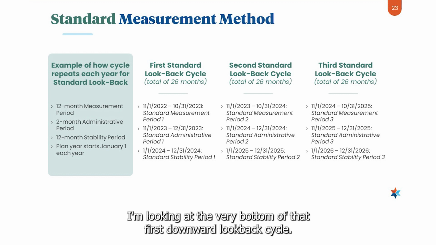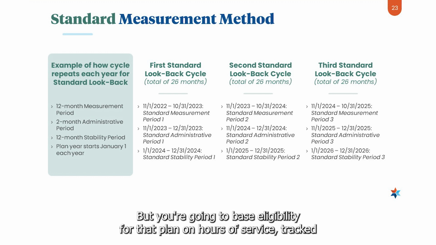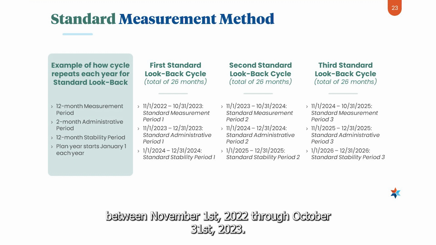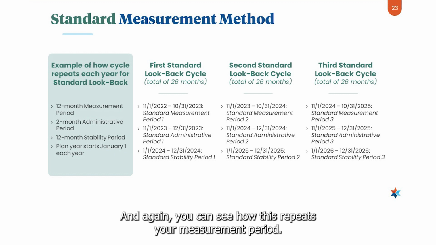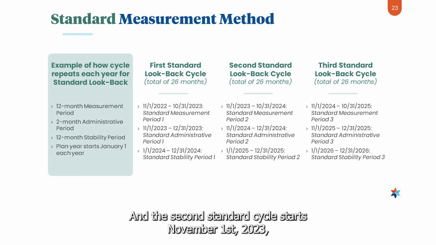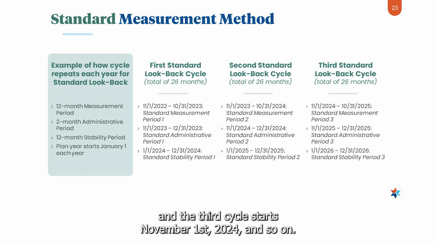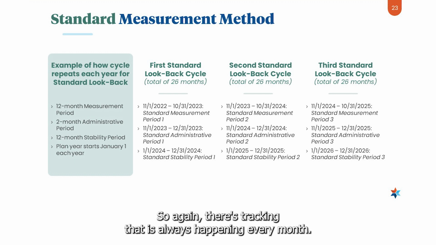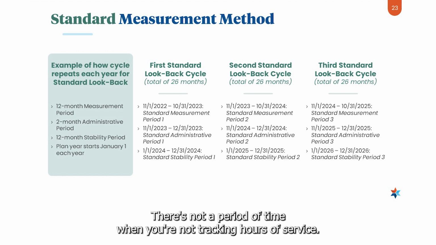I'm looking at the very bottom of that first standard look back cycle. But you're going to base eligibility for that plan on hours of service tracked between November 1st, 2022 through October 31st, 2023. And again, you can see how this repeats. Your measurement period in the second standard cycle starts November 1st, 2023, and the third cycle starts November 1st, 2024, and so on. So again, there's tracking that is always happening every month. There's not a period of time when you're not tracking hours of service.